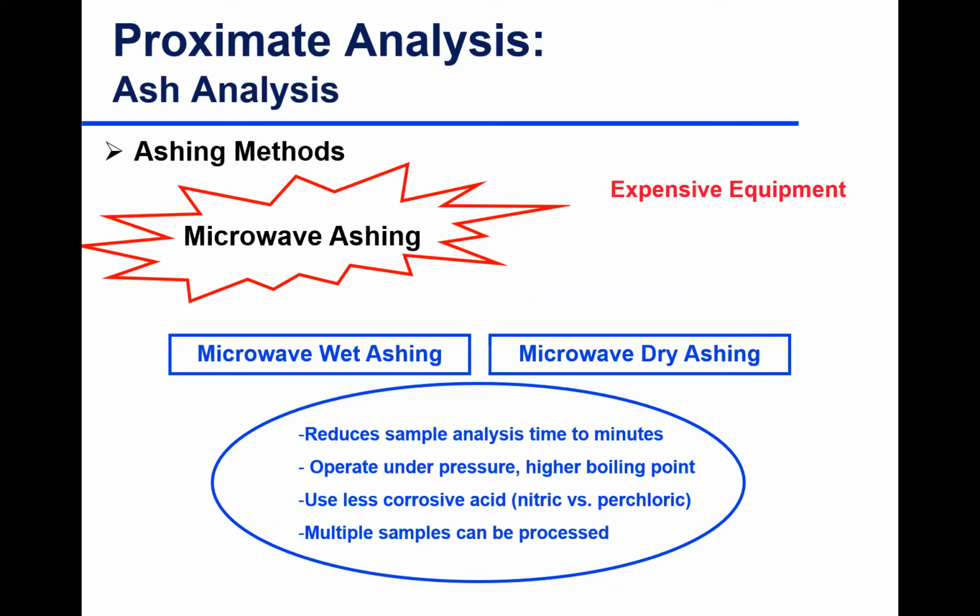In microwave wet ashing specifically, you can operate under pressure. So if you increase the pressure, the boiling point of the acid increases as well. So you can maintain the acid and have more efficient digestion than if you don't have pressure. The boiling point will be lower. At atmospheric pressure, some of the acid might evaporate and you won't have that much efficiency.